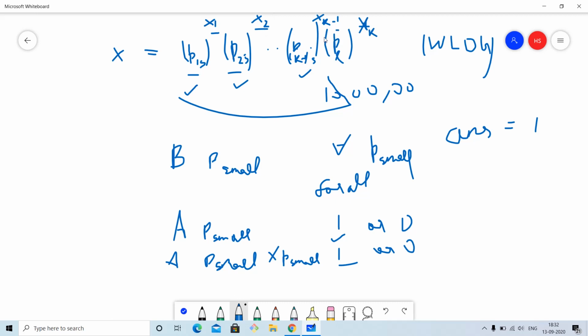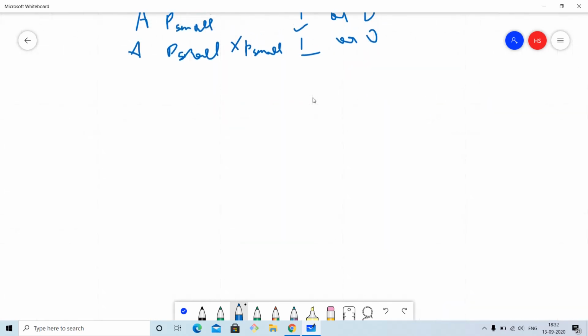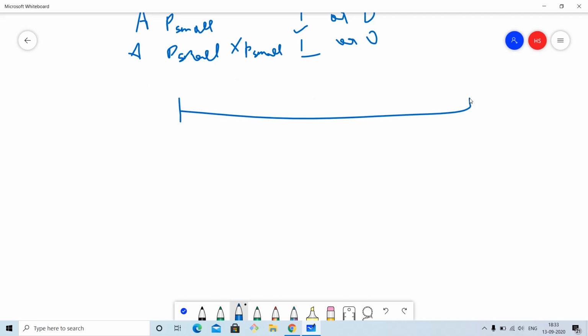Now we are left with this p large with the binary exponent. We have to be very careful here because we don't want the query limit exceeded. So we will do binary search on all the large primes. Let us say we have this set of large primes. From the middle, we will go all the way to the right, and process each p large from the middle to the largest element of the large prime set.